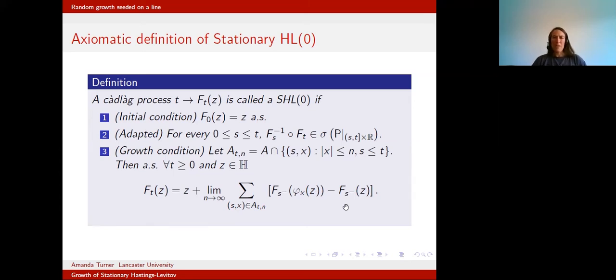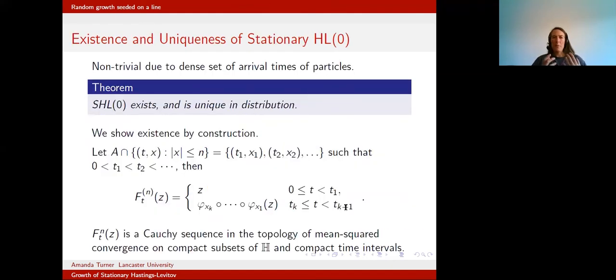Okay, so that's what we want. These are the properties that we want our definition to satisfy. But the question then is, does a process like this exist, and is it unique? And this is really a non-trivial problem, as I said, due to this dense set of arrival times. Particles are arriving all the time, and so a lot of our paper is actually proving the existence of this process. But we can prove it exists and it's unique.